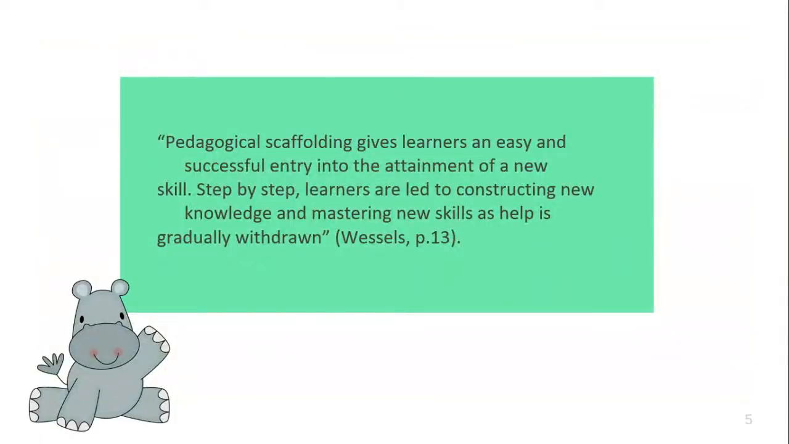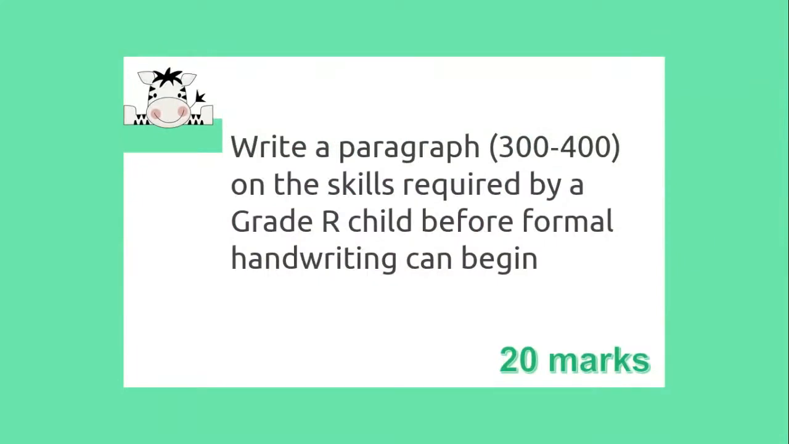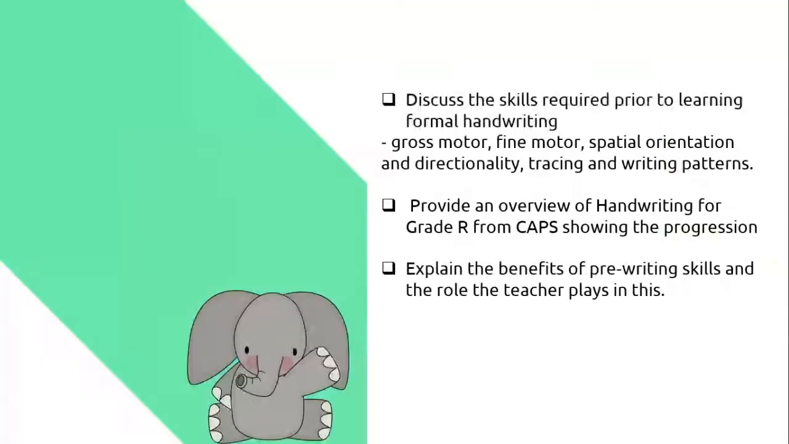Here is a quote from Vessels about scaffolding. So step by step, learners are led to constructing new knowledge and mastering new skills as help is gradually withdrawn. We need to write a paragraph of 300 to 400 words on the skills required by a grade R child before formal handwriting can begin, and this is for 20 marks.